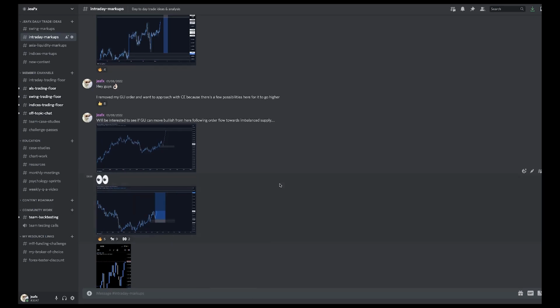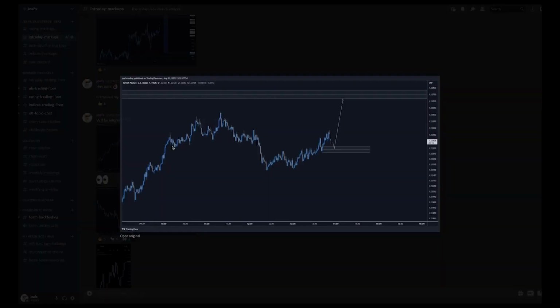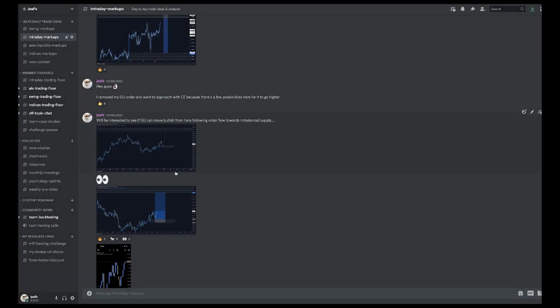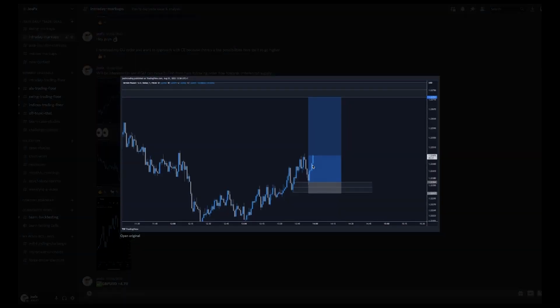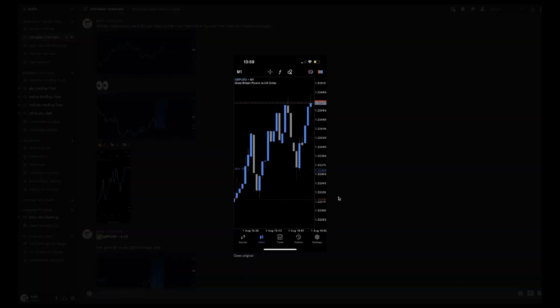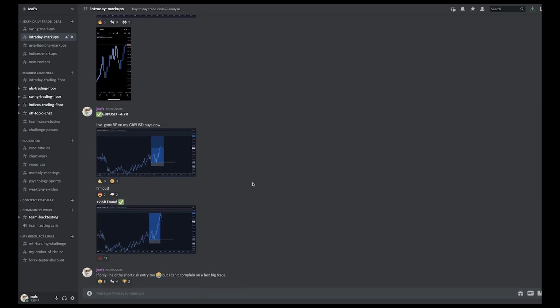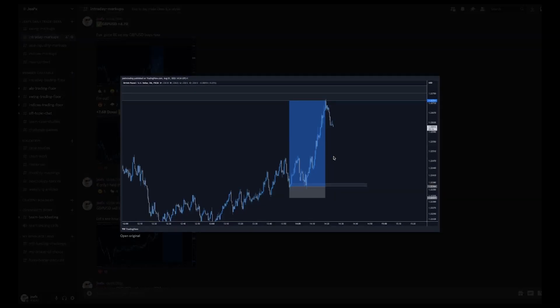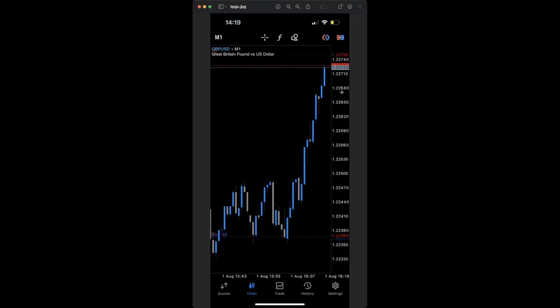So here is the trade in my Discord group. You can see here I sent it out, the idea of buying from this demand to take up towards the supply. Here's the entry triggered into the trade. Here is the live trade running. And then as we can see, we ran it all the way up to the take profit. And here is the live trade playing out in real time.